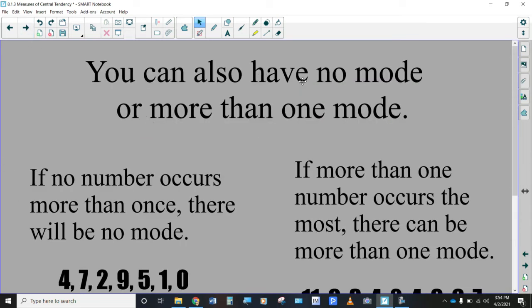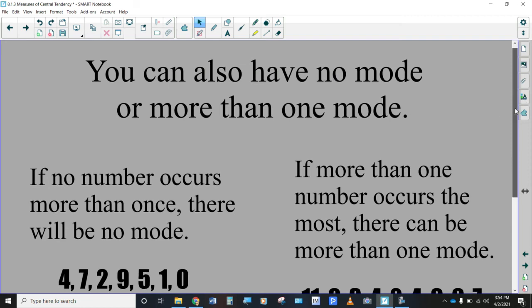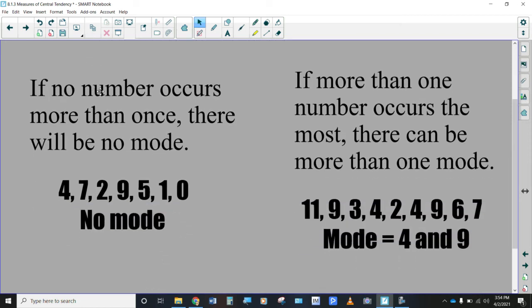Okay, so you can also have no mode, or you can have more than one mode. So in a situation like this, there's no number that occurs more than once, so we would just call that no mode. We're not going to list every number individually and say they're all equally the mode. No, that doesn't work. So just say that there's no mode. But in a situation like this where you've got the 9 that shows up twice and the 4 that shows up twice, we would say that the mode is both the 4 and the 9.